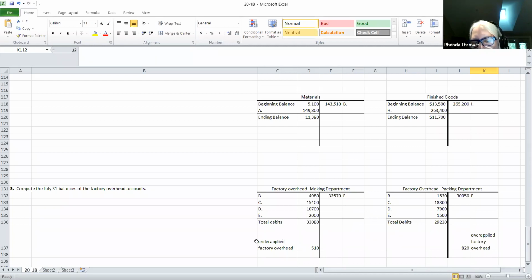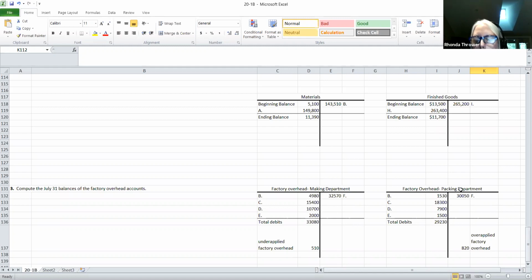This negative balance is what we call under-applied factory overhead. Under-applied just means that our total credits was less than our total debits. So we have under-applied factory overhead. We did not estimate enough to cover our actual factory overhead expenses in the making department.